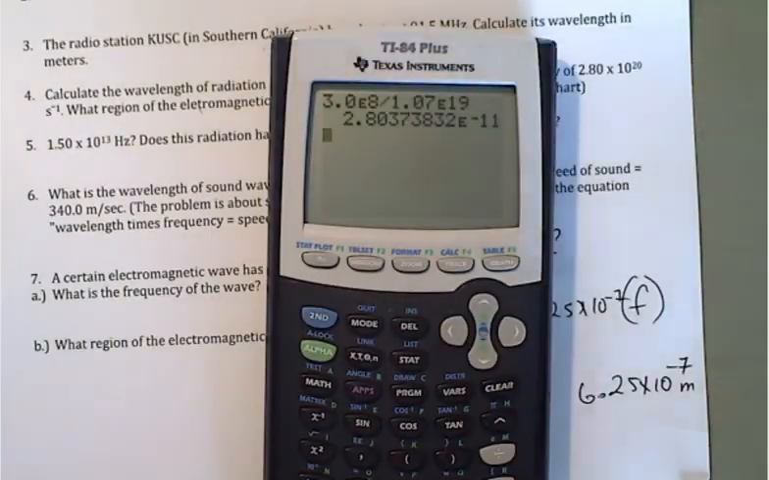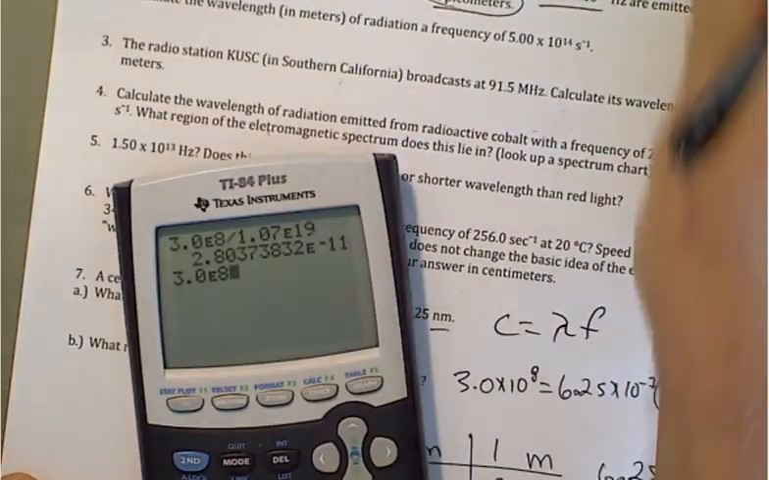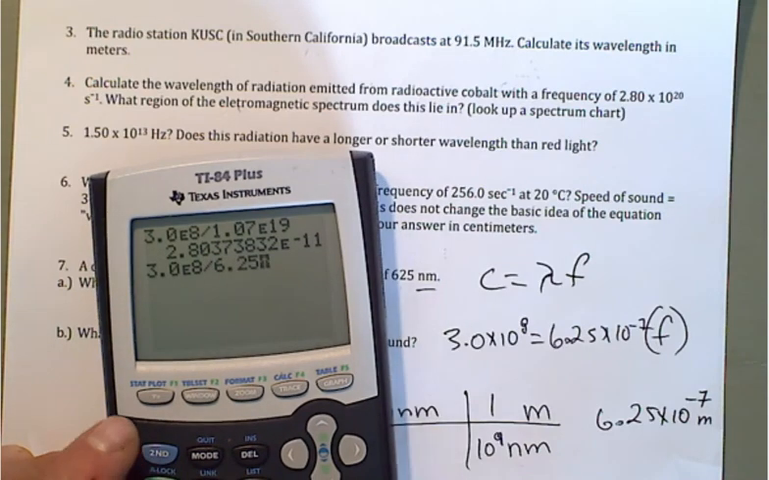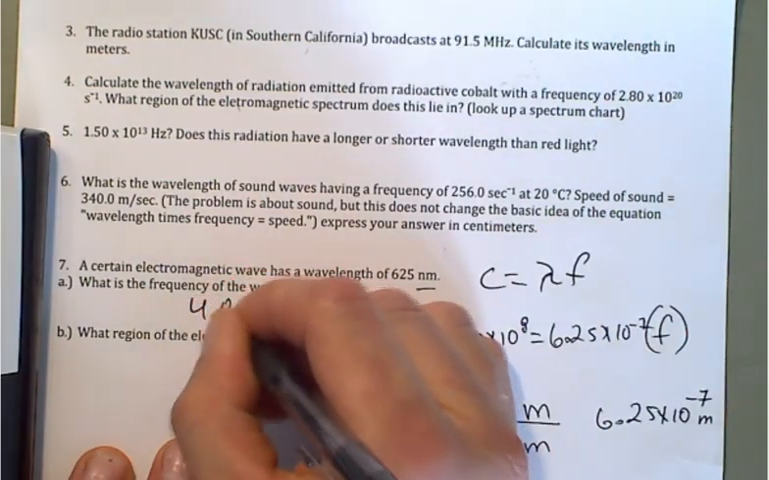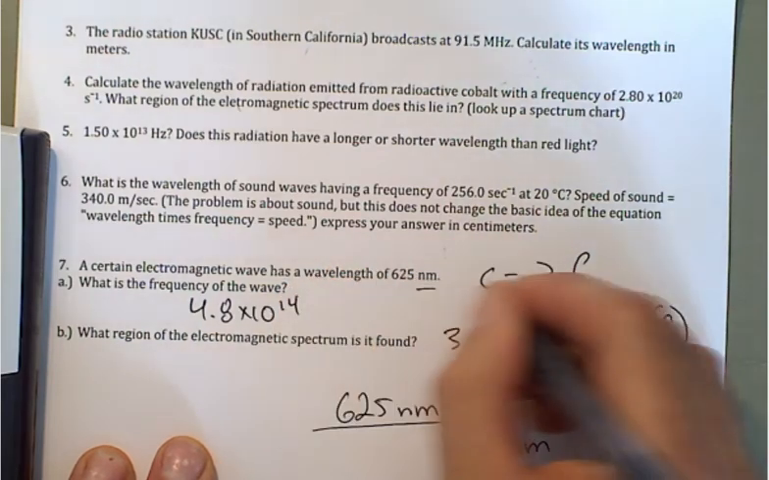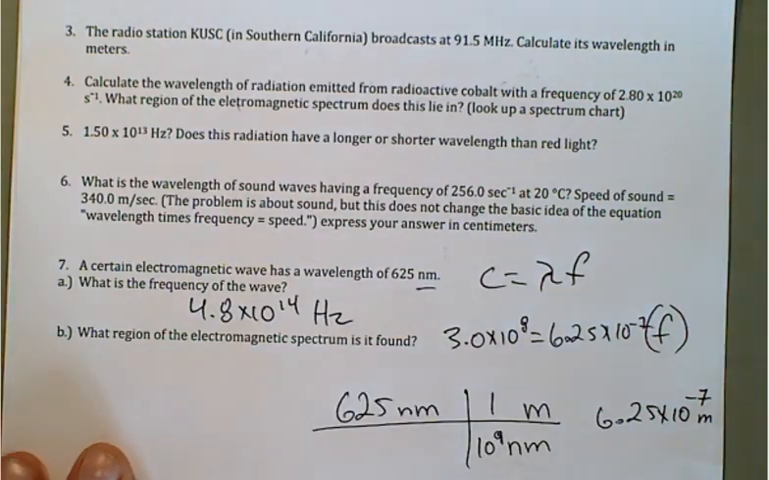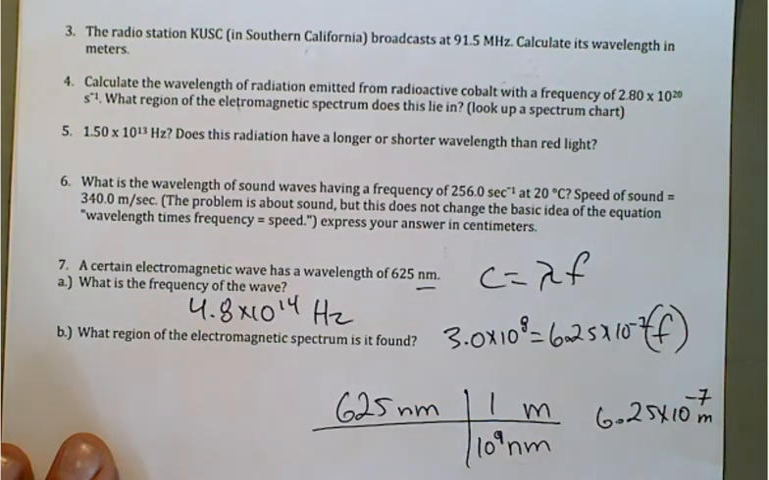All right, so should be just a simple little calculation at this point. So I got 3.0 times 10 to the 8th. I'm going to divide it by my 6.25 times 10 to the negative 7th. And then bada boom, 4.8 times 10 to the 14th is my answer. And this is frequency, and the unit for frequency is hertz, Hz. So unit for speed is meters per second, units for wavelength is meters, and the units for frequency is hertz, and hertz just means 1 over seconds.